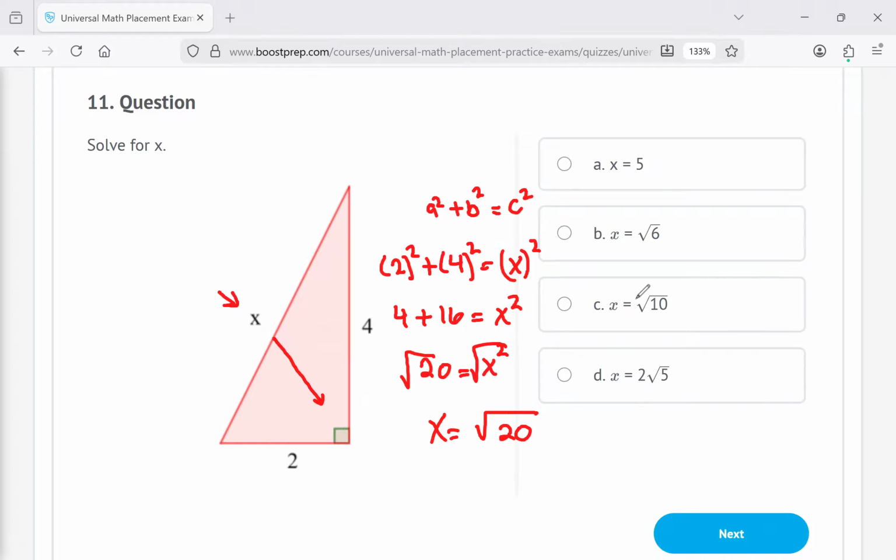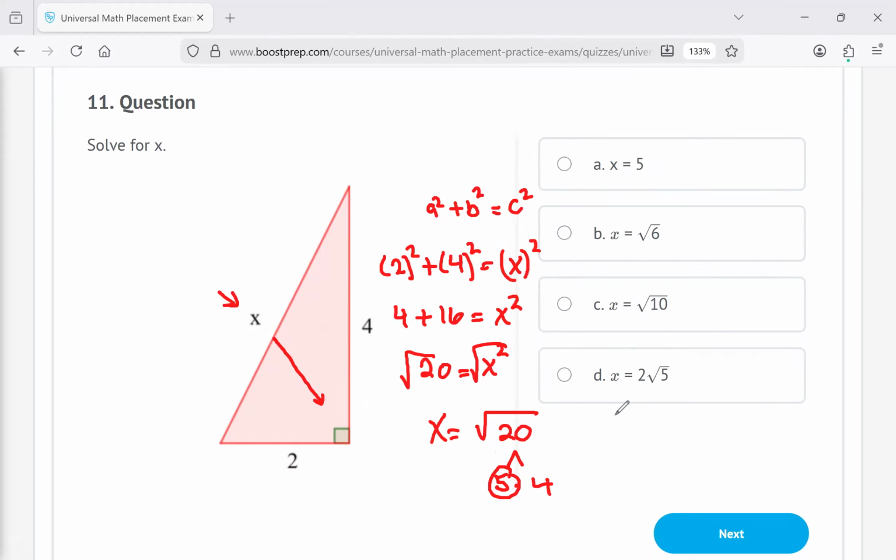Now, you don't see our answer because they simplified this. The square root of 20 is not perfect, so you have to simplify it. So how do I simplify a non-perfect radical? All you have to do is think of two numbers that multiply to 20. It could be any numbers. So if I use 5 and 4, then what I do is circle the prime numbers.